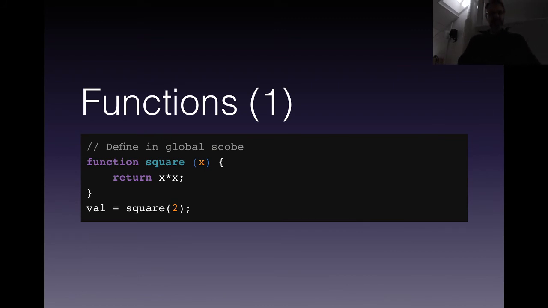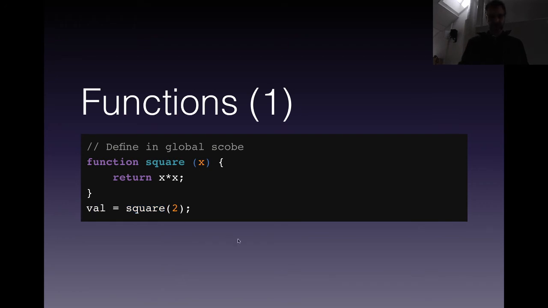So I think I have 8 or 9 slides just showing off how a function could look in JavaScript. This is pretty straightforward. This is an ordinary function. It's declared, it has a name, and it's available in the global scope. So we define the function in the global scope and we can call it later on, just like this, and get the value of it.